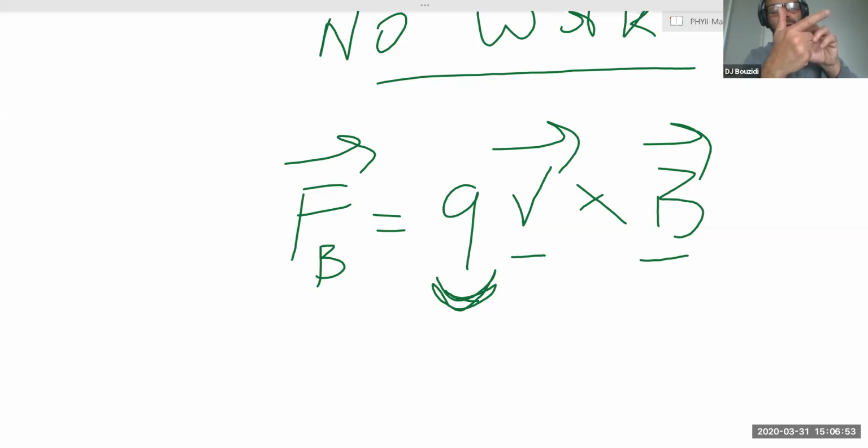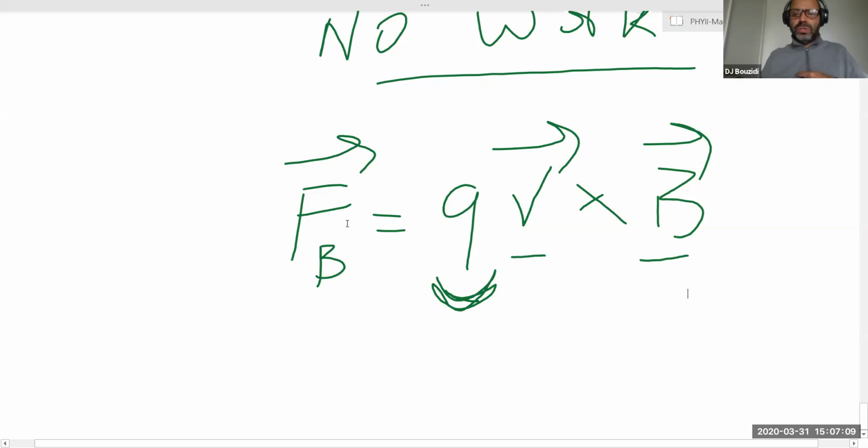So sine of that angle, and then this is the direction of this cross product only, okay? This V cross B. If Q is positive, that is actually the direction of F. If Q is negative, F is actually in the opposite direction. You guys understand this? Yes? Okay, very good. This is important, and I cannot emphasize it enough.